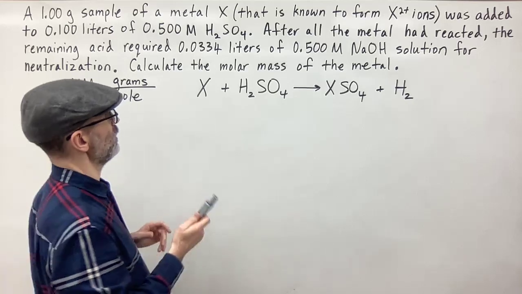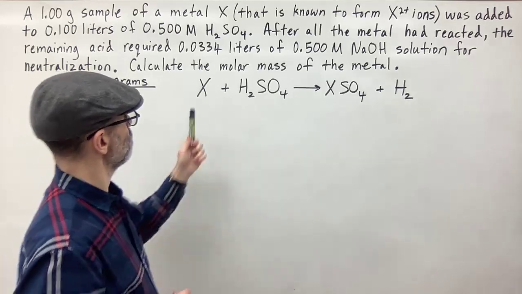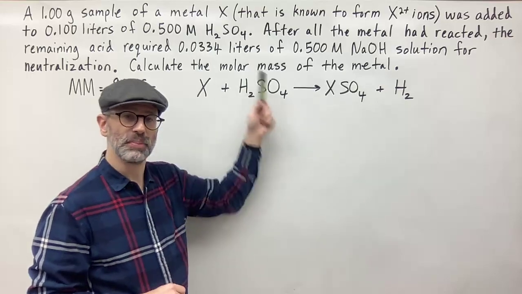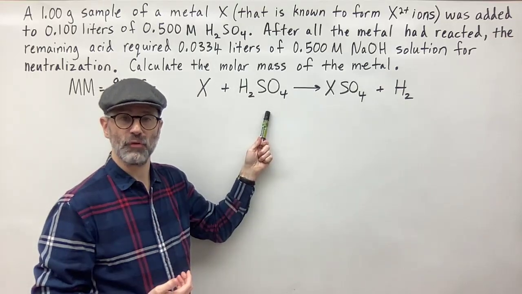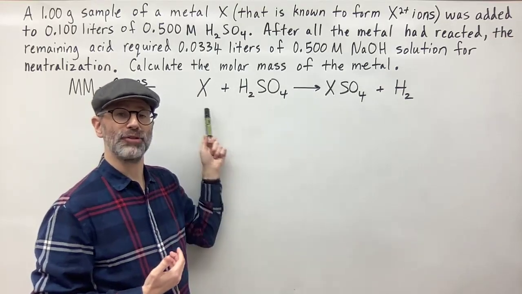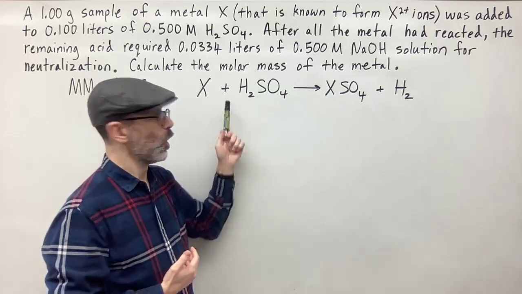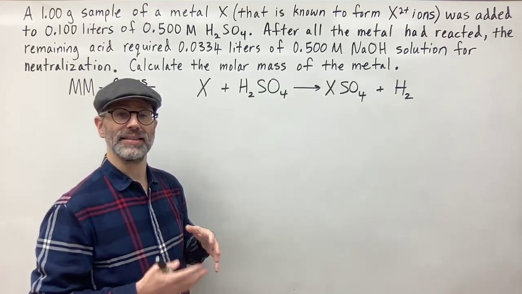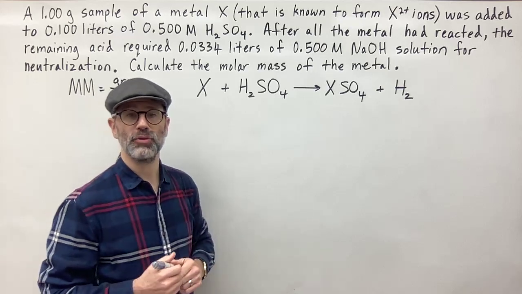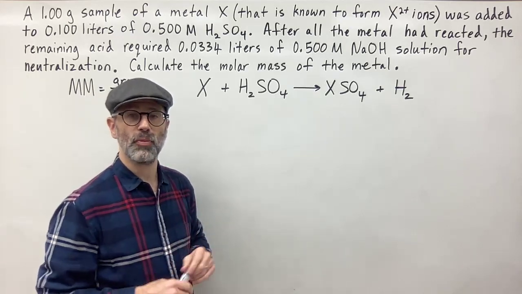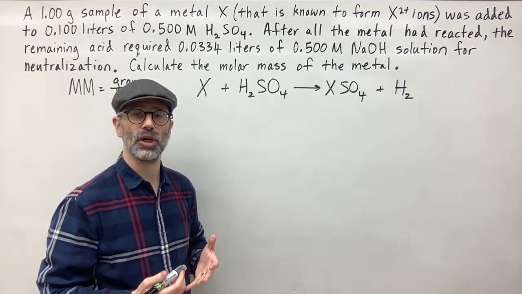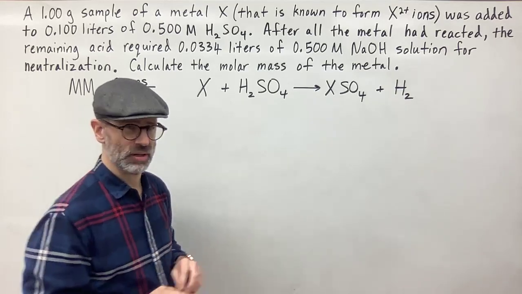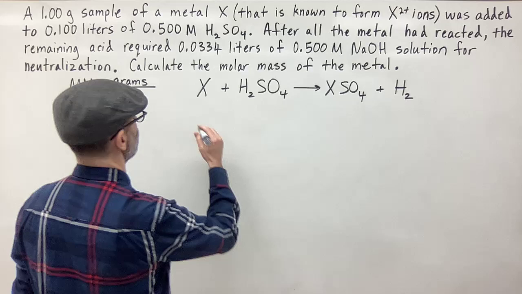Now, one of the things it tells us is that the metal sample does not react completely with the amount of sulfuric acid we're given. So after the metal reacts completely, we have some leftover sulfuric acid. And they tell us that it takes 0.0334 liters of 0.500 molar NaOH solution to react completely with that. So that's going to be important. Let's go ahead and write that reaction down.